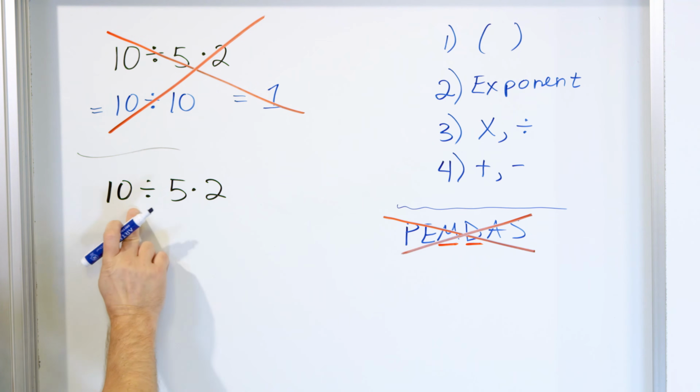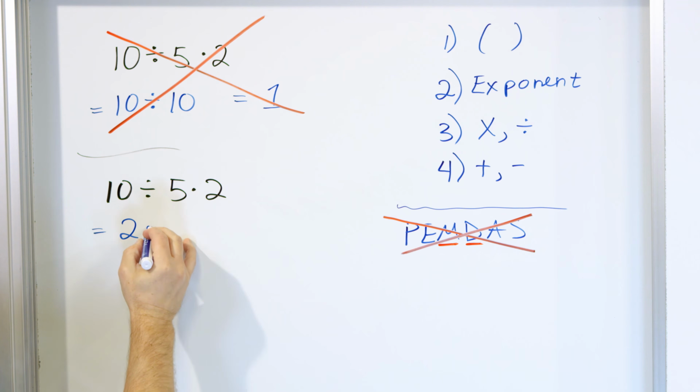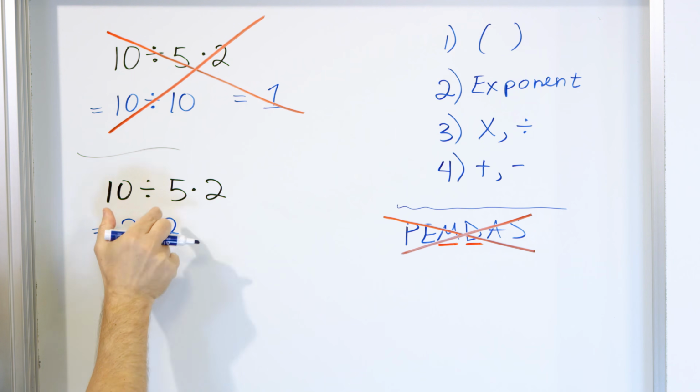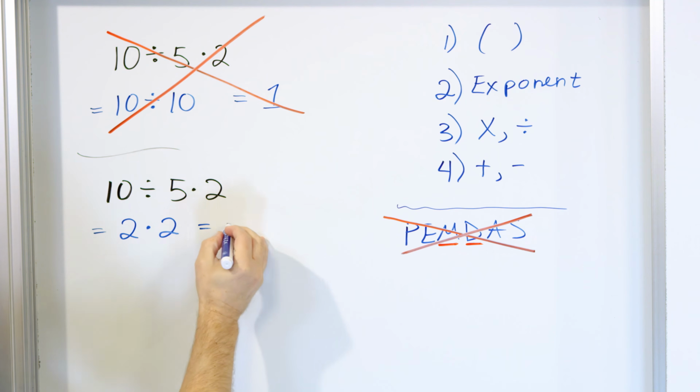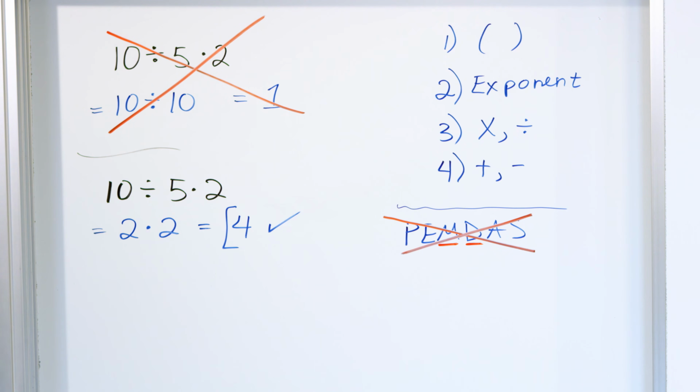The first operation we encounter is the division. We do that first. 10 divided by 5 is 2. And then finally the result of this is 2. We have to then multiply by the 2, and then we get an answer of 4. This is correct. So you can see that when you do it the correct way, you get an answer of 4. If you put this in a calculator or a computer, it will tell you the answer is 4.